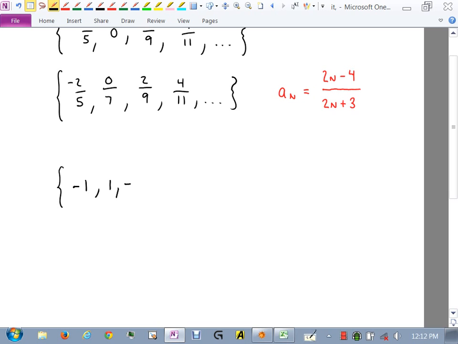-1, 1, -1, 1, -1, 1. -1 to the n? Would that work? First, start out by plugging in a 1. What would you get? What's -1 to the 1? -1, right? Now you plug in 2. What's -1 squared? 1. Then -1 cubed? -1. This is a big time formula right here. This is what we call an alternating sequence. It starts with a negative, doesn't it?